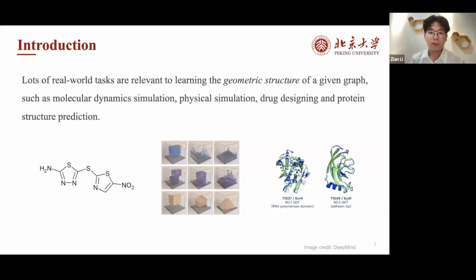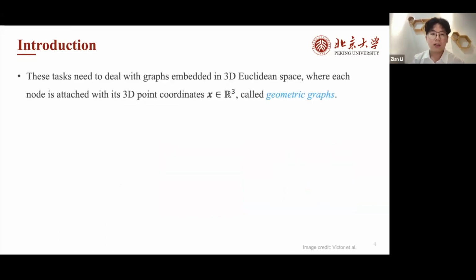The first is the introduction. As we all know, lots of real-world tasks involve learning the geometric structure of a given graph, for example molecular dynamics simulations, physical simulations, drug design, and protein structure prediction. In these tasks we usually need to deal with graphs embedded in 3D Euclidean space, where each node is attached with its 3D point coordinates, in addition to other invariant features, for example atomic numbers. We usually call these graphs geometric graphs.